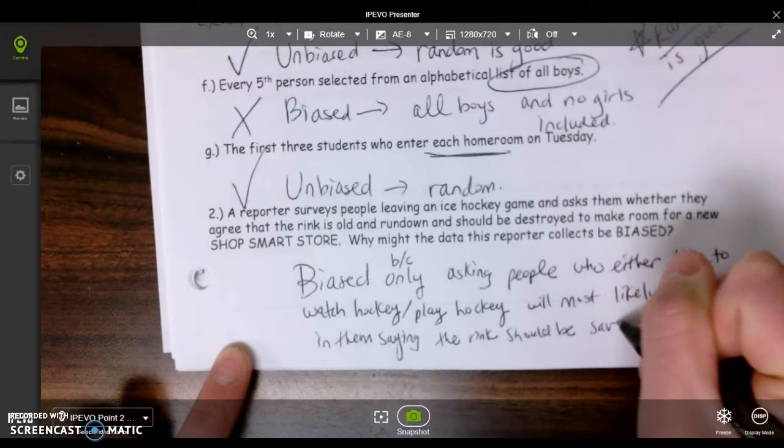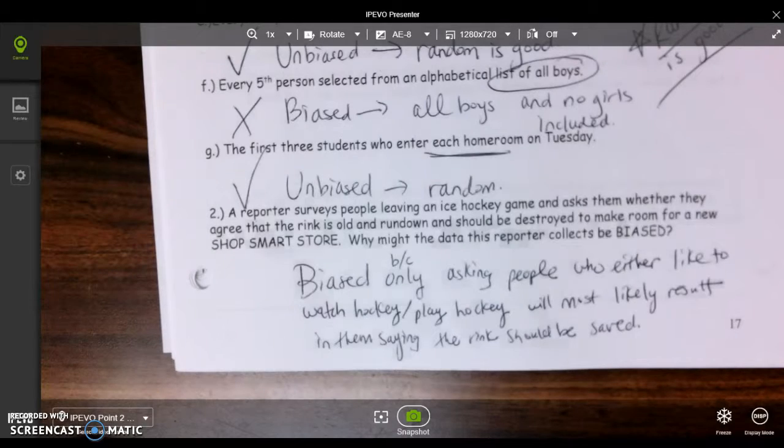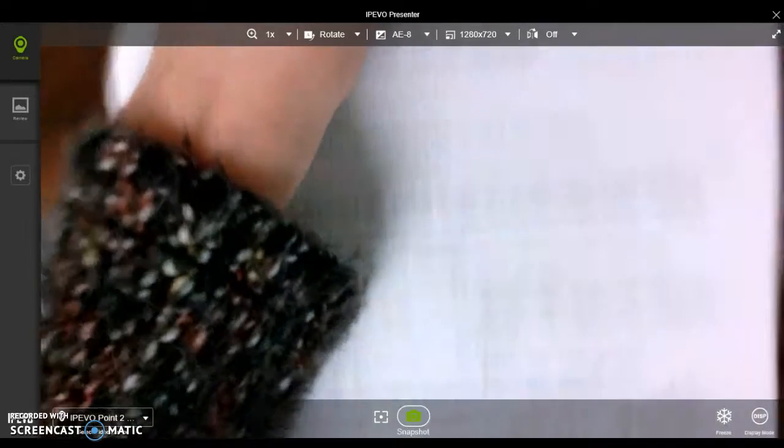You didn't ask a random sample, you asked specific people, okay? Okay, go ahead and flip your paper to page 18.